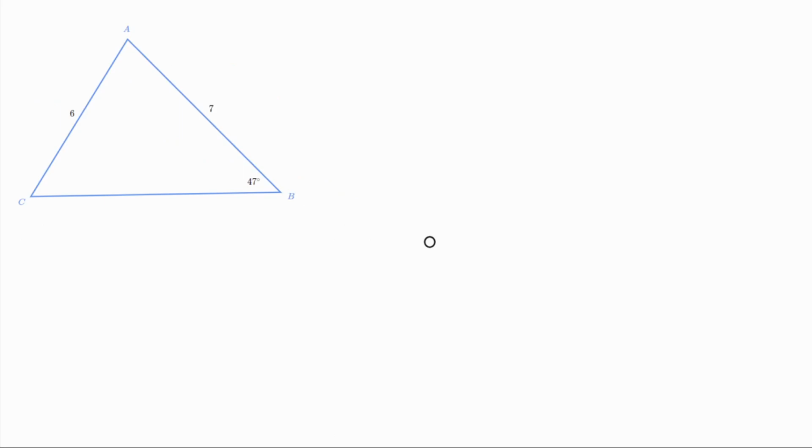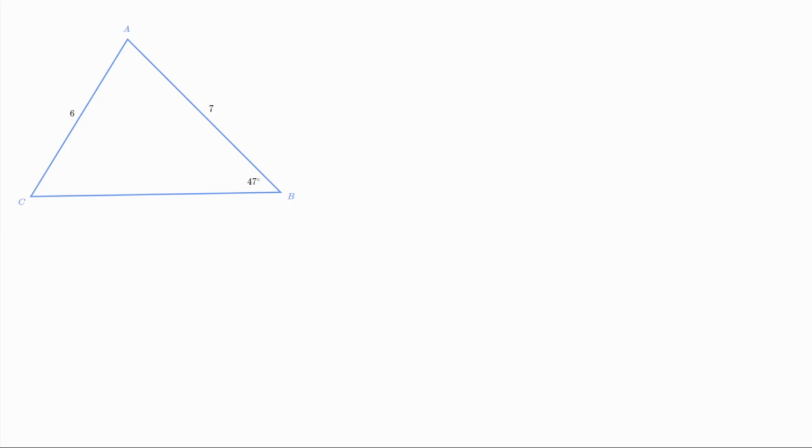Another way we could use the law of sines is to find a missing angle measure. So if we've got 47 degrees for angle B and the length of the side across from it, and we've got another side, well, we could find the measure of the missing angle. We can find angle C.